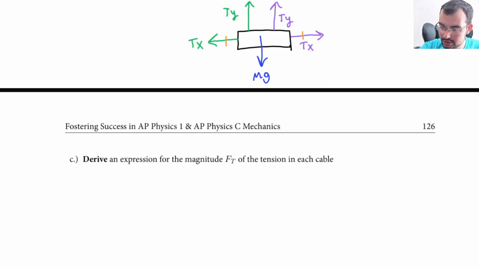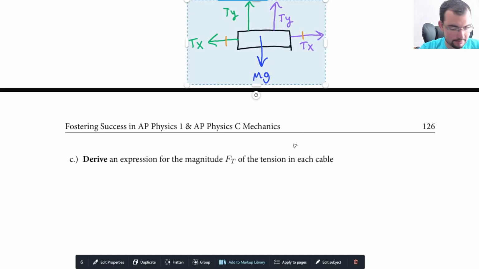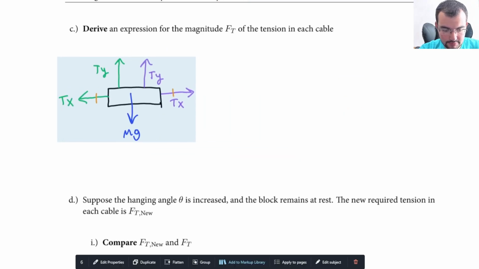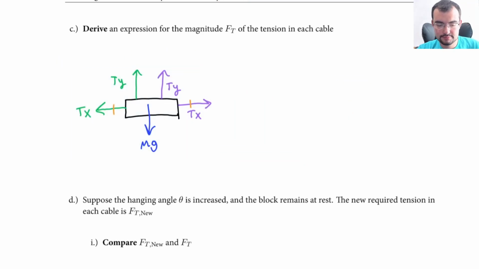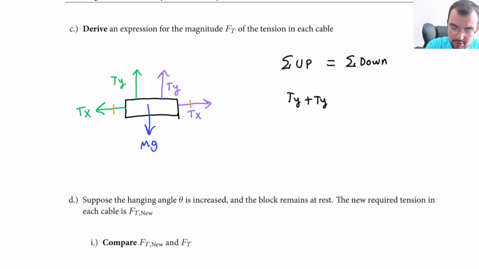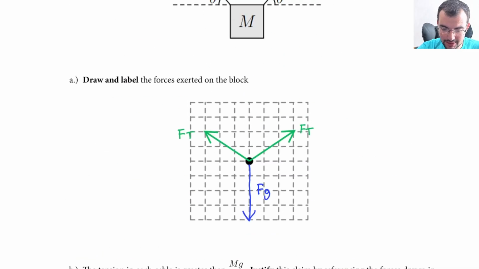Well, enter component body. Our component body tells us nothing interesting here. It just says tension equals tension. But the interesting one would be the sum of the up forces equals the sum of the down forces. Ty plus Ty equals mg, so 2 Ty equals mg. But Ty is not what we want. We want the actual tension in each cable.